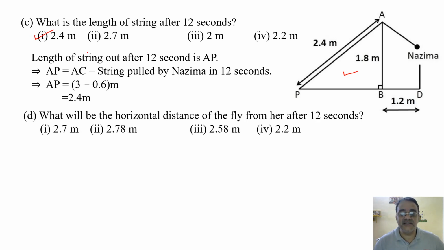Now what will be the horizontal distance of the fly from her after 12 seconds? So look carefully, horizontal distance is asked. Horizontal distance, that means we need to find this one, PB. After that we have to add 1.2. After 12 seconds the tip came here because she wrapped the string. Okay, so this is the horizontal distance from her. Is the diagram clear? Yes, sir. Right. Here is the fly and here is the tip. So the horizontal distance of the fly, that is what we need to find, PB.